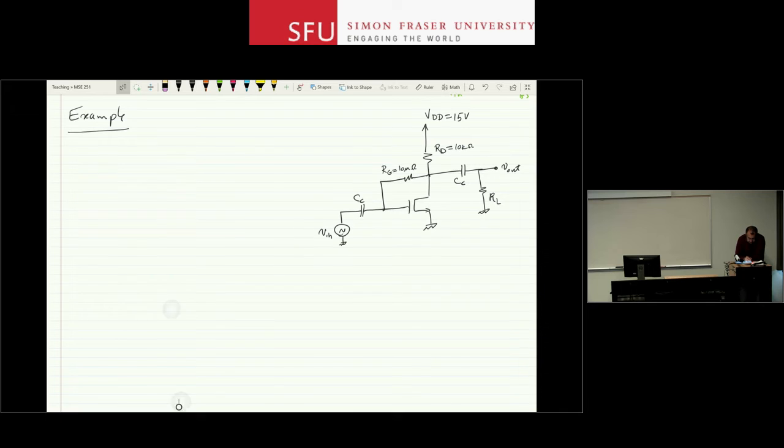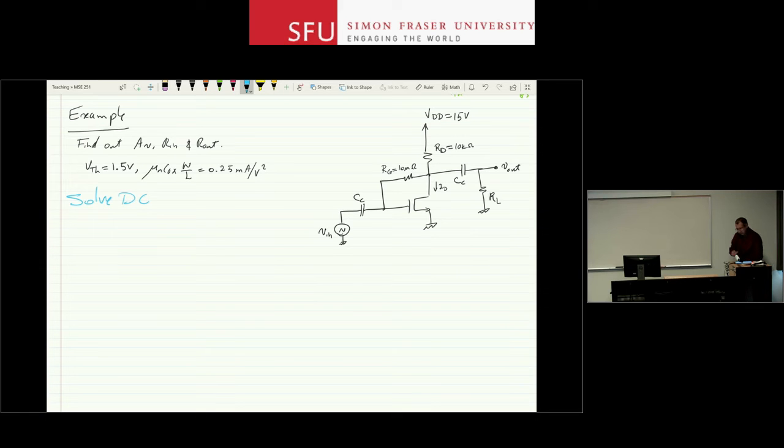So what I want to find out is AV, R in, and R out, right? All small signal parameters. I need to solve the DC circuit first, even if I'm not explicitly told to. So the device parameters are a threshold voltage of 1.5 volts and mu n C oxide W over L of 0.25 milliamps per volt squared. Okay, I go and solve the DC circuit first. Solve DC.